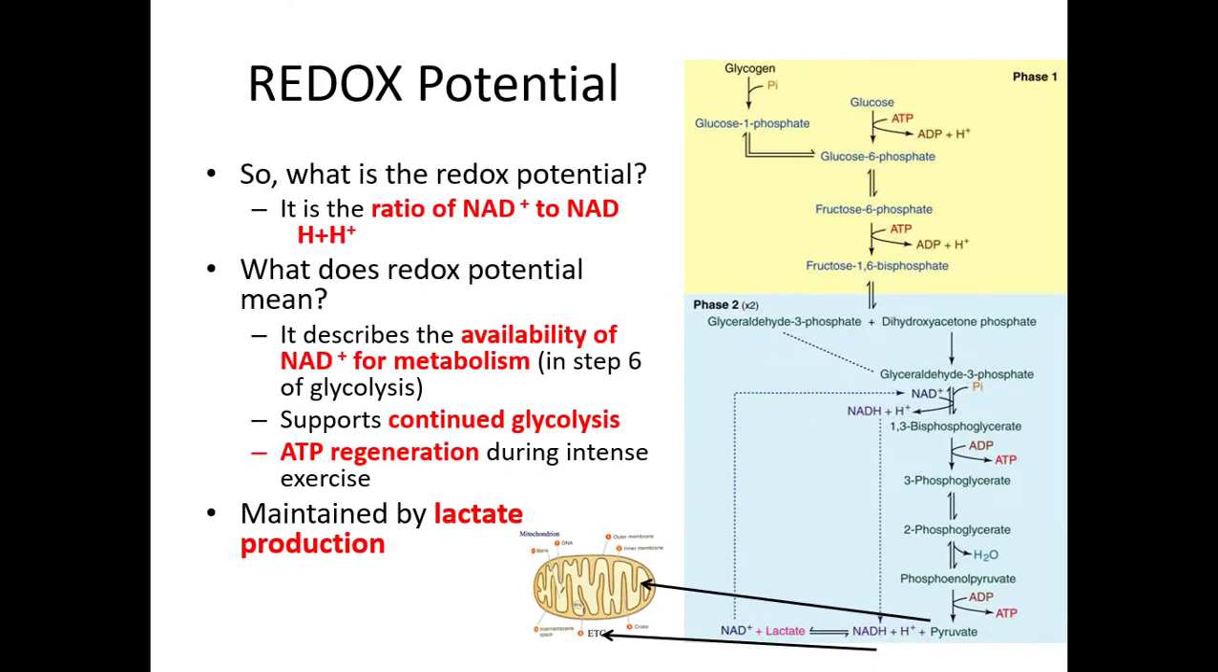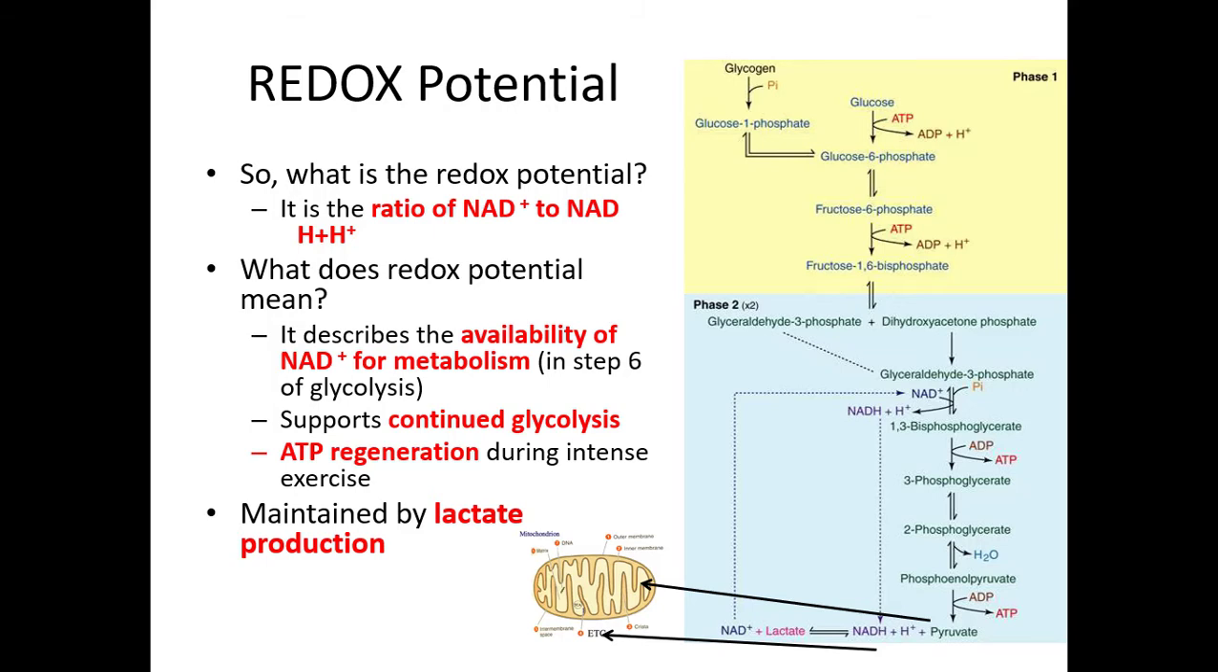What is the redox potential? It is the ratio of NAD plus and NADH plus proton. It describes the availability of NAD plus for metabolism. Did you remember step 6 of glycolysis? It supports continued glycolysis to regenerate ATP during intense exercise.